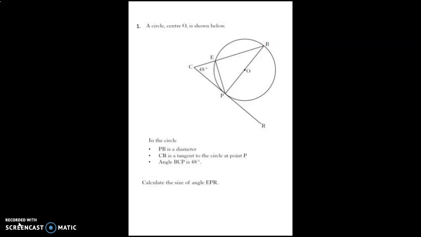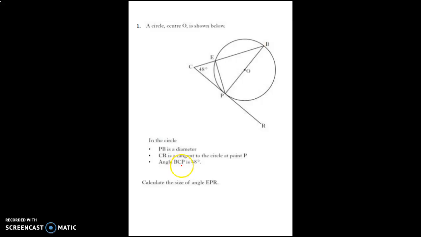So here we have a circle. Center O is shown below. In the circle, PB is the diameter, so going through the center. CR is tangent to the circle at point P. Okay, so we know that P is the tangent point and CR, this line here, is a tangent. And angle BCP is 48 degrees. So you can see it's at C, so it's always that middle letter that tells us the angle.